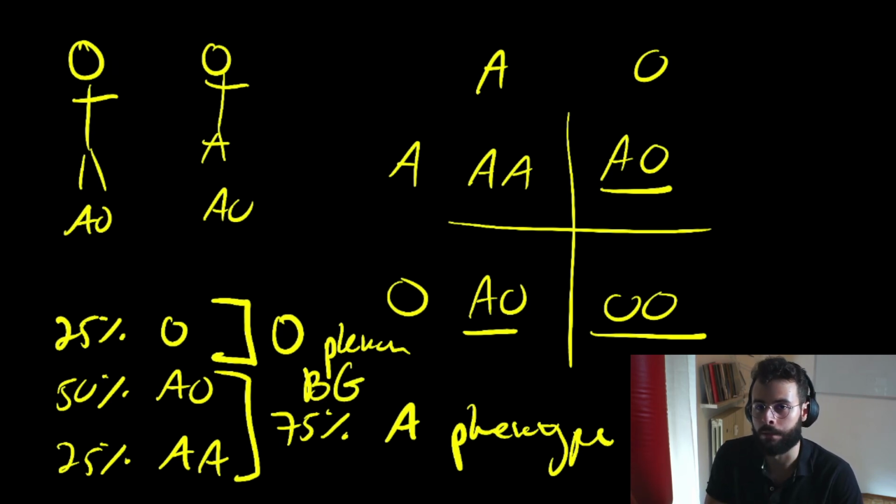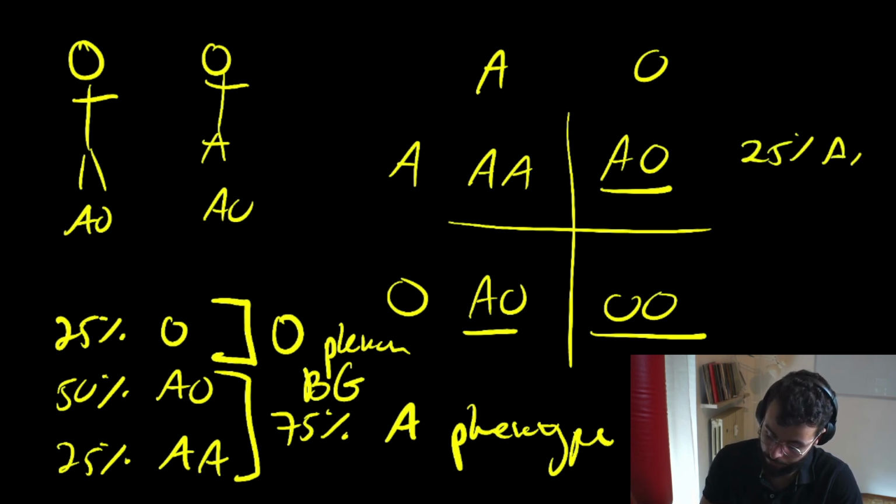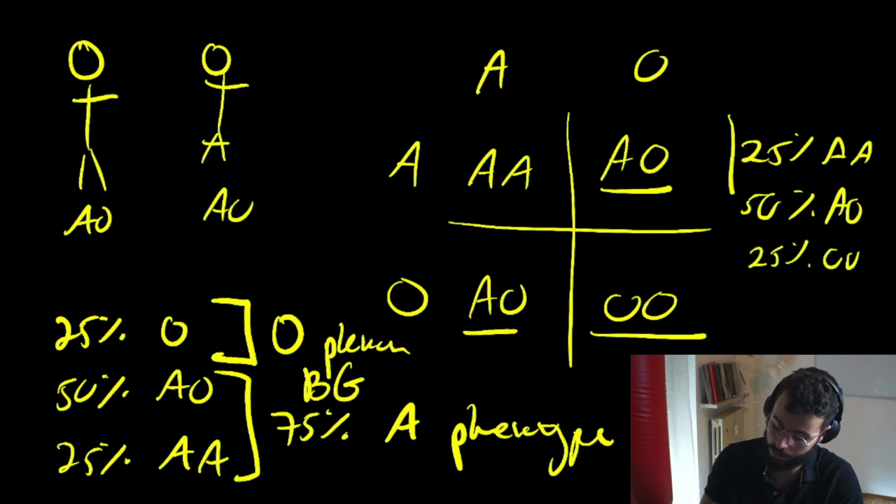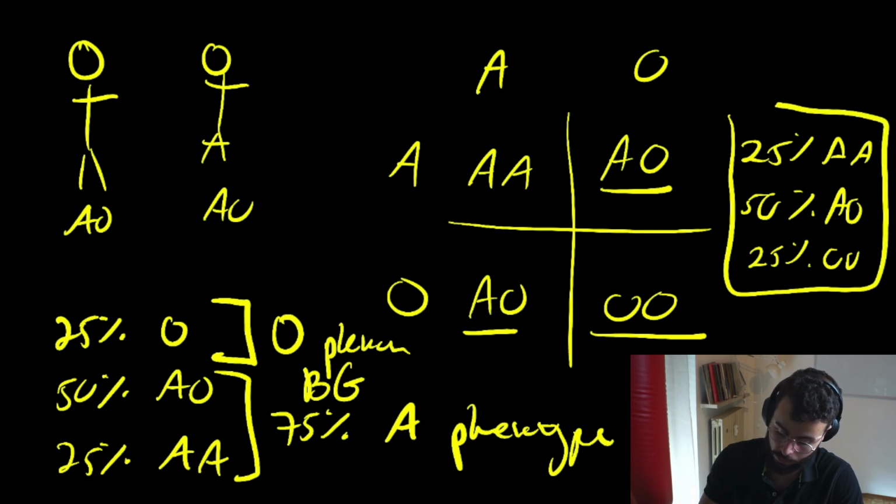But what are the genotypes? So we have 25% to be AA, we have 50% to be AO, and we have 25% to be OO. So this is the genotype. But this 25% to be O and 75% to be A is the phenotype itself. So when you do the blood testing, this is going to be the result. But when you do the actual genetic testing, this is going to be the result.